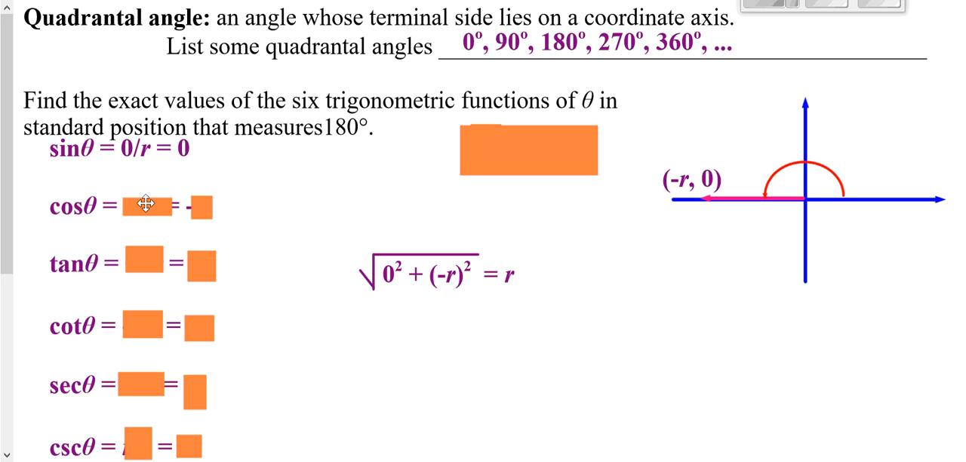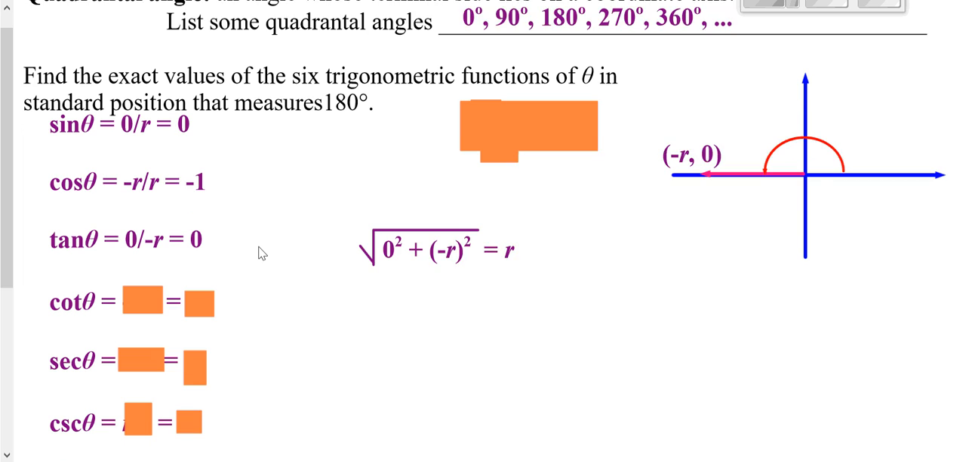Then you could do your cosine. Cosine is your x, which according to this over here is negative r, over r, which is down here, you would get negative 1. Tangent is your y of 0 over your x of negative r. 0 over negative r is 0.